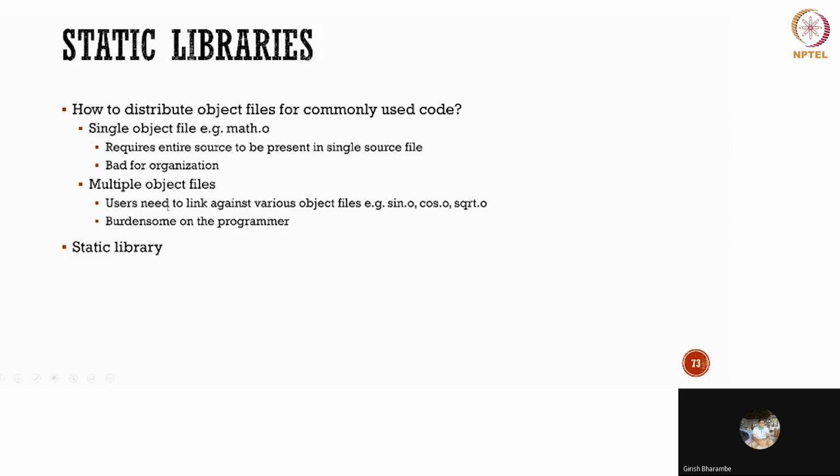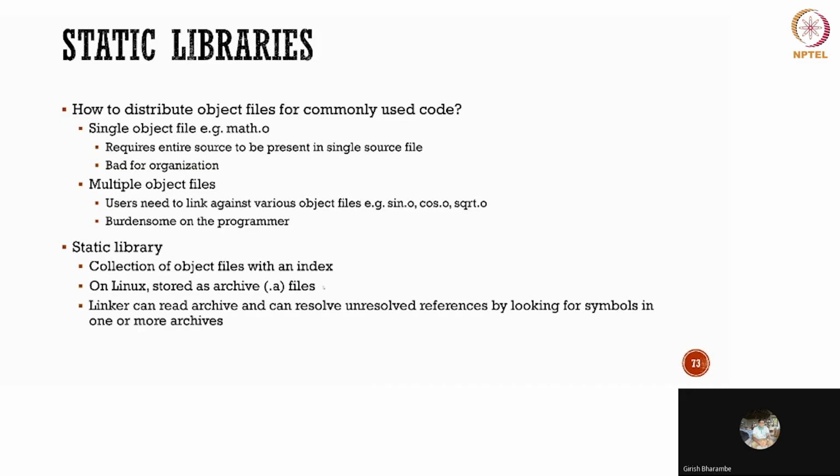So typically you will have your code organized into multiple object files. And what you can do is you can still create a logical unit of these multiple object files using a static library, okay? A static library is nothing but a collection of object files which has an index which says where things are located. And on Linux, they typically have the .a extension and are stored as an archive, okay?